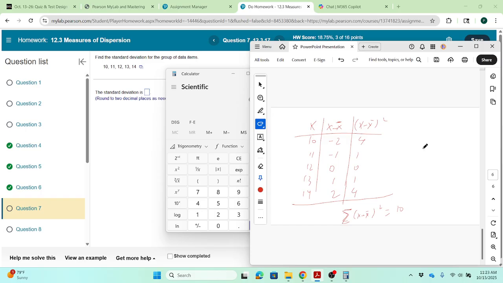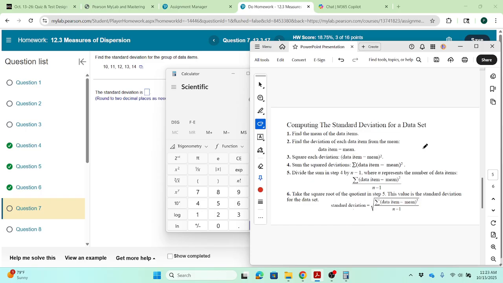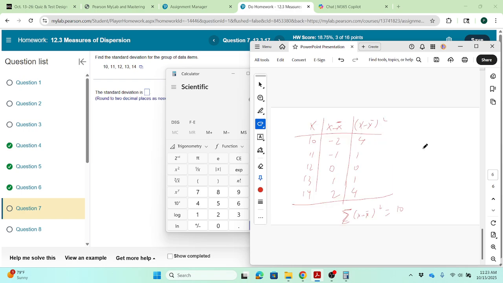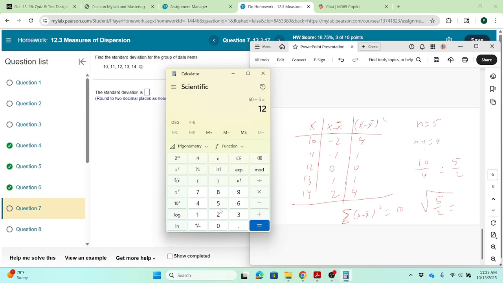And then after that, the formula is to divide that sum by n minus 1. So n means the number of data, 1, 2, 3, 4, 5. So n minus 1 is supposed to be 4. So divide 10 by 4, which is 5 over 2, and take the square root of that number. That's going to give you the standard deviation. So 5 over 2 means it's 2.5.